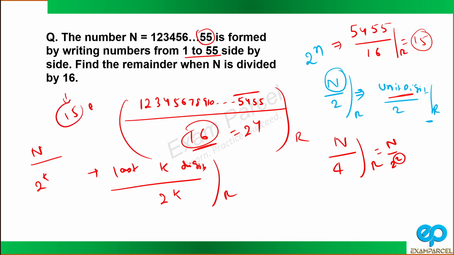If you don't know this property, you can see how hard this question will become, right? So you must know that for any power of 2 there is a property. If we want to find the remainder for any power, let's say 2 raised to the power 7, you will simply take the last 7 digits and divide by 128, and you will get your correct answer. So let's move on to the next question.